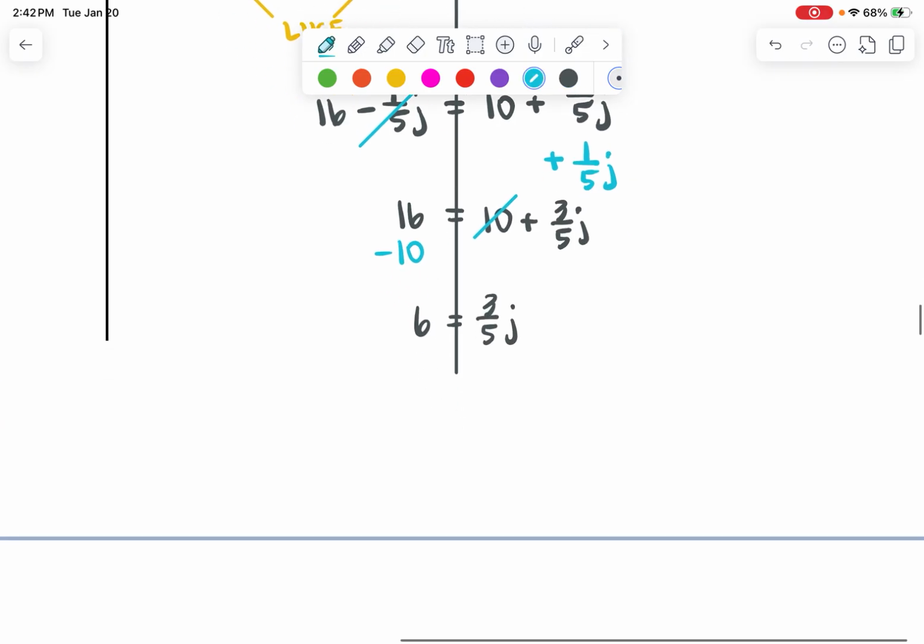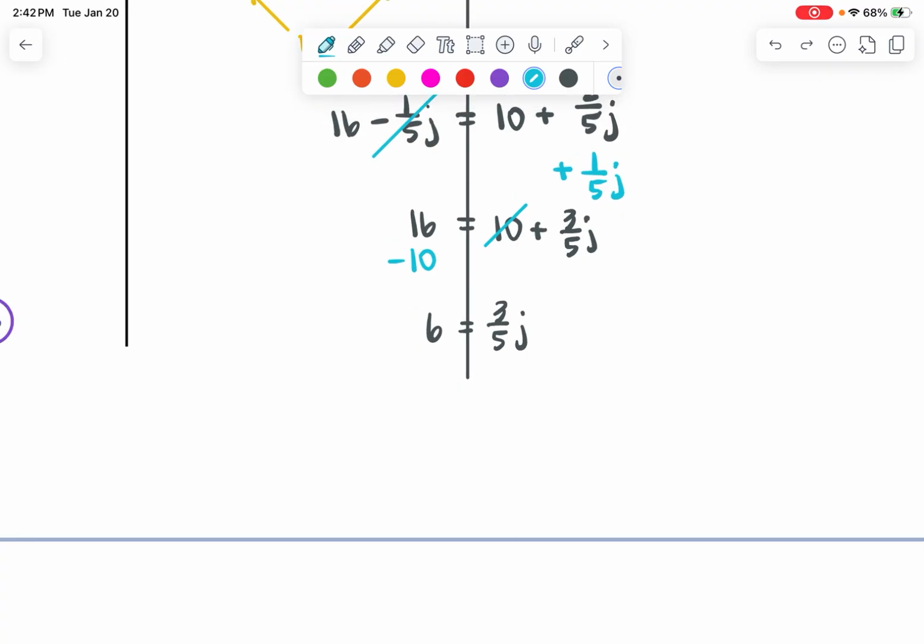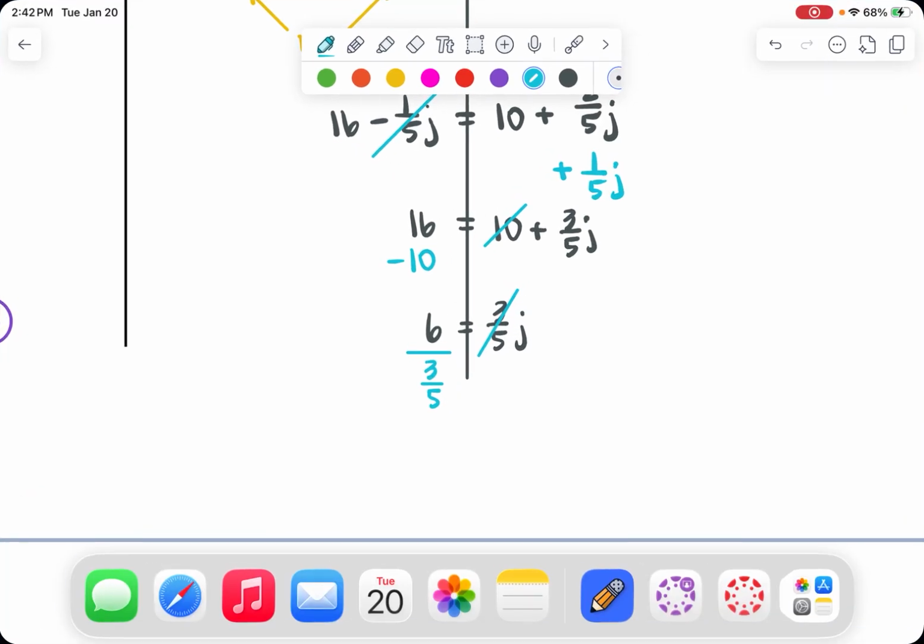And guys, don't freak out when you see fractions, right? That 3/5 J, it's a multiplier just like any other number. So I'm like, oh, J has a multiplier of 3/5. So if I'm going to move this multiplier to the other side, I'm going to divide, which I know looks kind of funky because it's like a fraction and a fraction. That's okay. 6 divided by 3/5. Now I can also type that in.